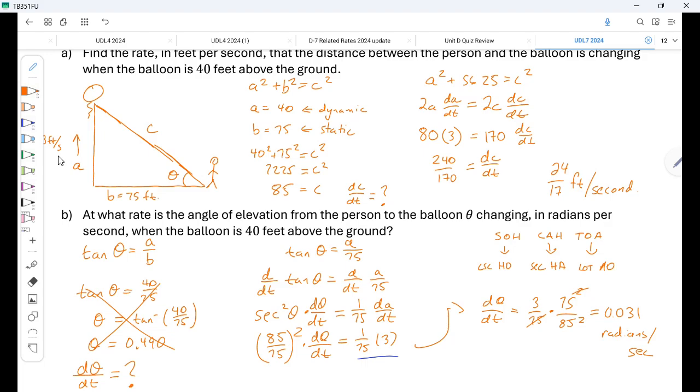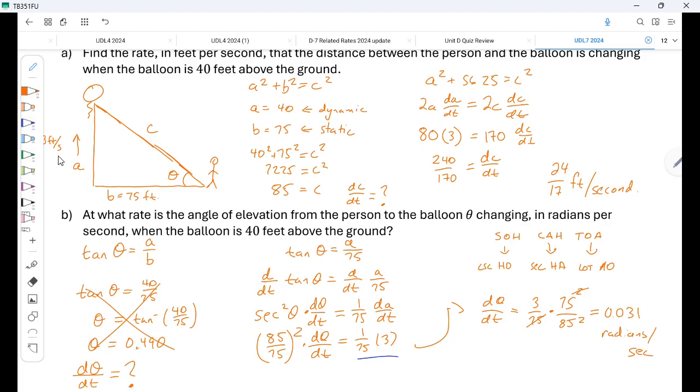If you think about it, you shouldn't get a very large answer there, especially because number one, we're in radians, so we've got small numbers to begin with. But as that balloon goes up, your angle can only increase by so much. It can't hit 90. So the higher and higher up the balloon goes, the smaller that's going to be. So that does make sense.